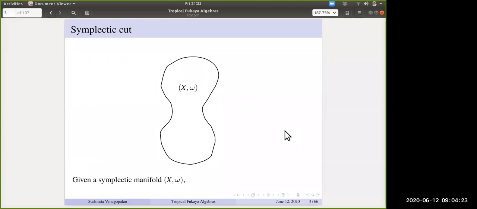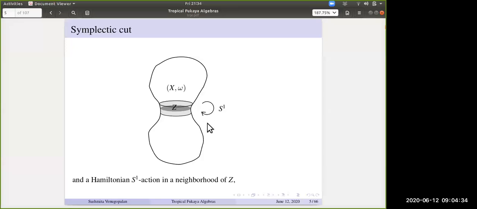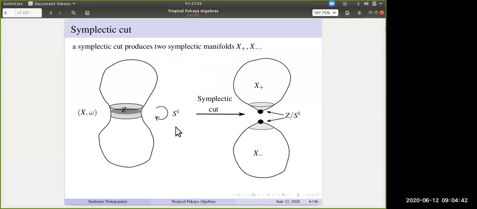So let X be a symplectic manifold and consider a separating hypersurface Z. We assume that there is a Hamiltonian circle action in a neighborhood of the separating hypersurface. What a symplectic cut does is cut the manifold along the hypersurface Z, so we get two manifolds with boundary, and we mod out those boundaries by the S1 action. The effect is we get two symplectic manifolds, X plus and X minus, and Z mod S1 is a symplectic divisor in both of them. So both X plus and X minus contain Z mod S1 as a relative divisor.